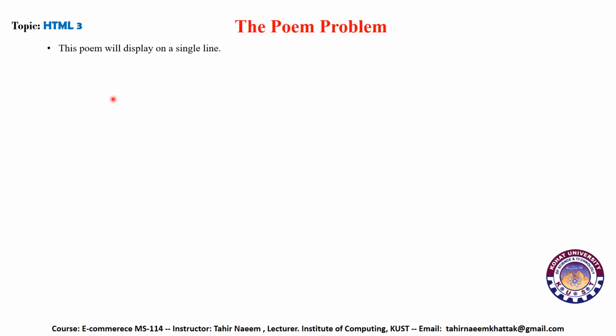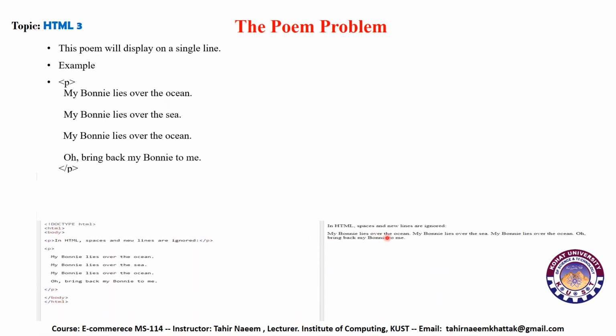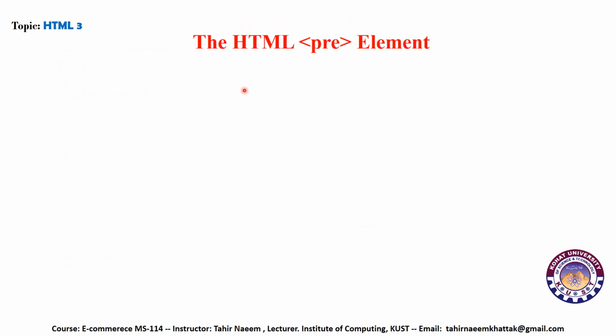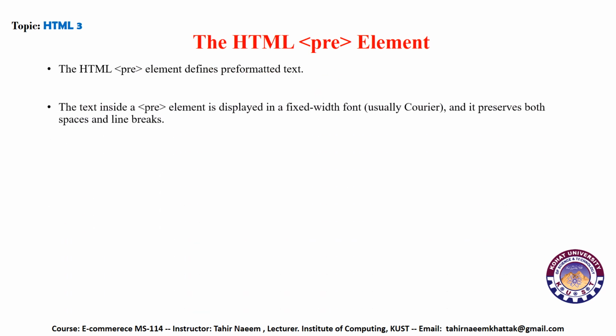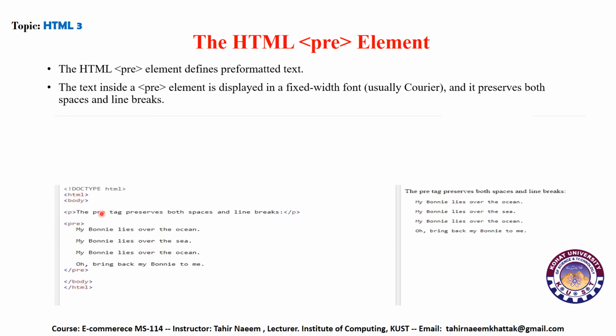Poem problem. The poem will display on a single line. I am giving you an example. I have written a poem over here, and look at the result. It is displayed on the same line, which doesn't look good. So here is the HTML pre element. The HTML pre element defines pre-formatted text. The text inside a pre element is displayed in a fixed width font, usually Courier, and it preserves both spaces and line breaks. Look at this. This is the pre tag that preserves both spaces and line breaks.